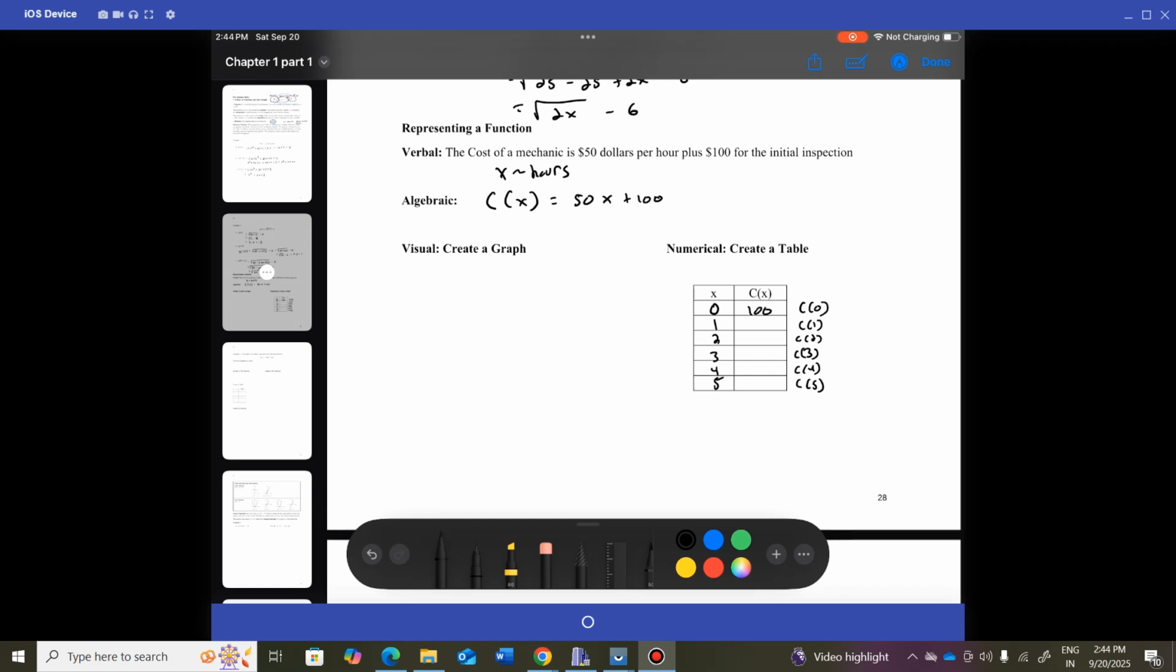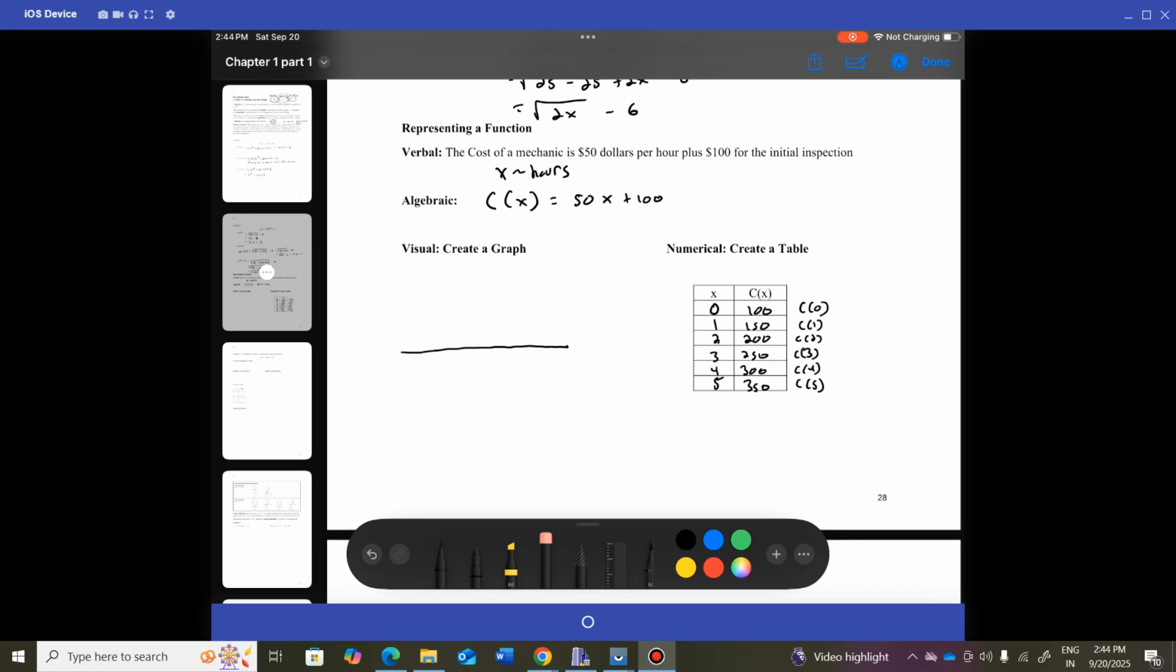C of 1, you plug 1 into x, so you get 1 times 50 is 150. For 2, you do 2 times 50 and get 100, so you get 200. 3 is 150 plus 100 is 250. 4 is 200 plus 100, so it's 300, and then 350. Okay, and then we can graph this.